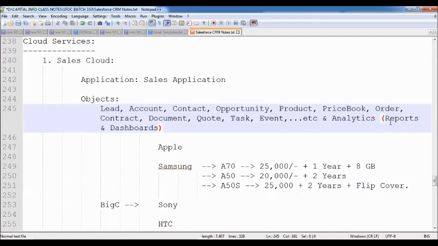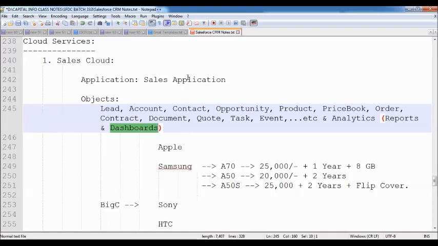To generate these reports, Salesforce has given a ready-made feature called reports. Once a report has been generated, to display that report in a pictorial format, like in chart format, such as a horizontal bar chart or vertical bar chart, if you want to show that information in chart formats, we are using a feature called dashboards. So the dashboard is used to represent the reported data in pictorial format.